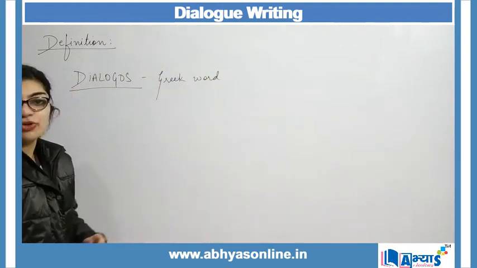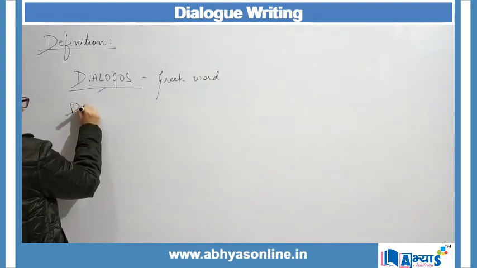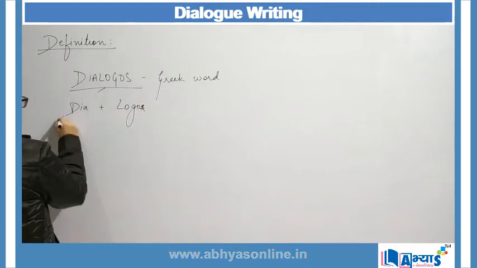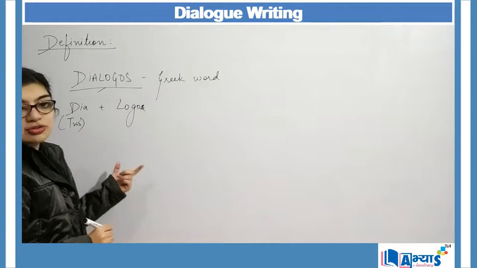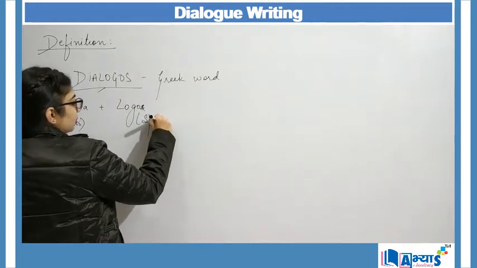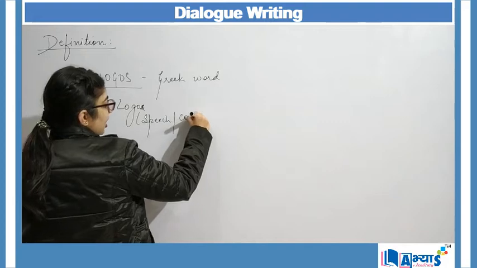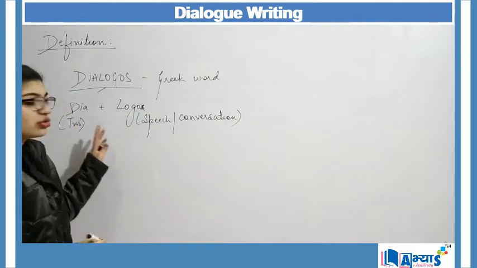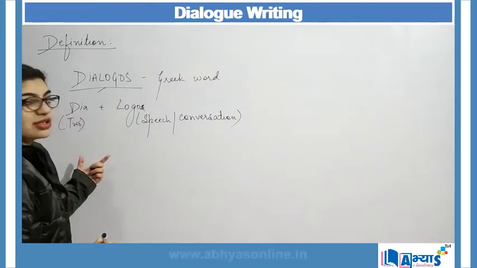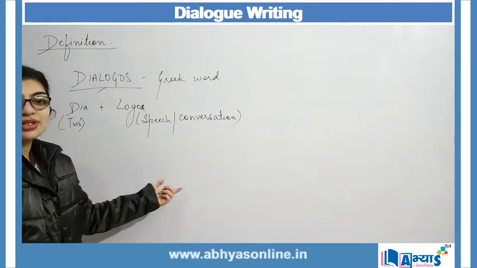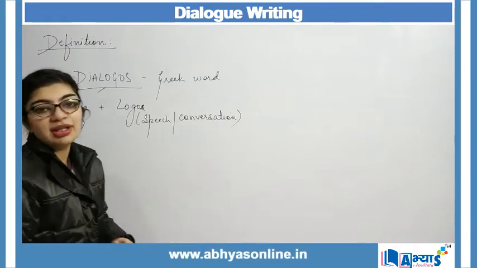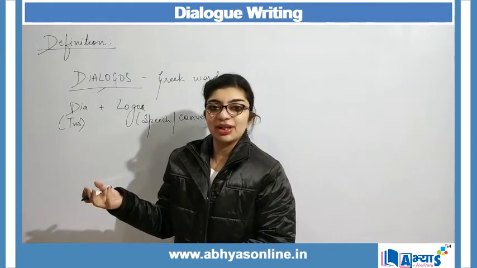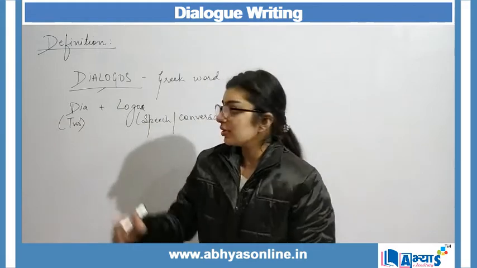Now, this dialogos is basically a Greek word which is made from two words, dia plus logos, where dia means two and logos means speech or conversation. So from the two meanings, we are clear that dialogue is basically a conversation, or it is a speech between two people, or it can be among more than two persons. So the definition can be that it is basically a conversation.